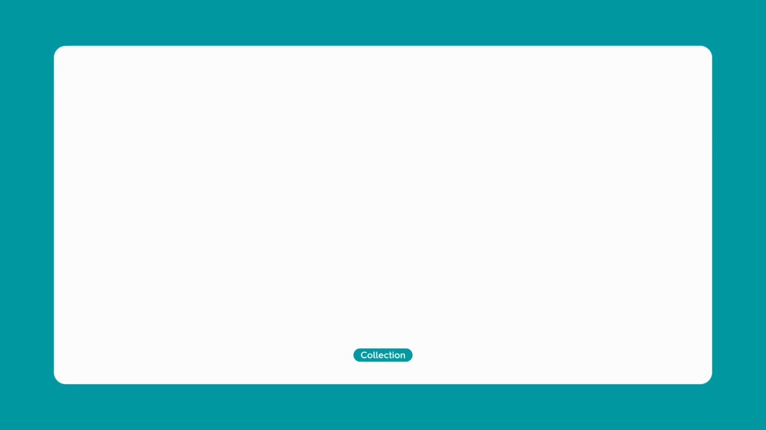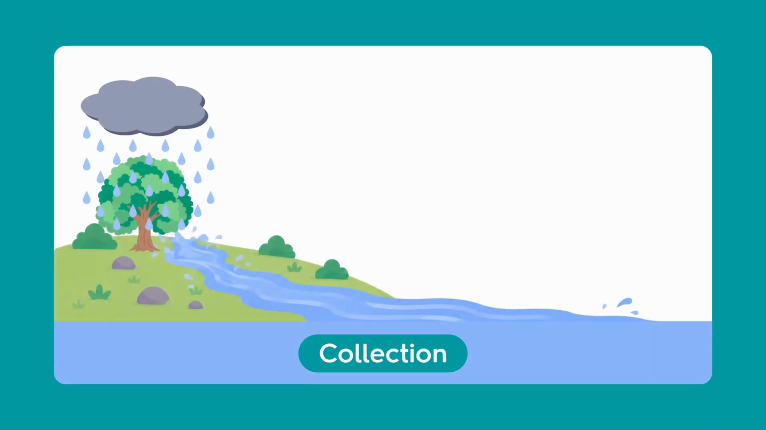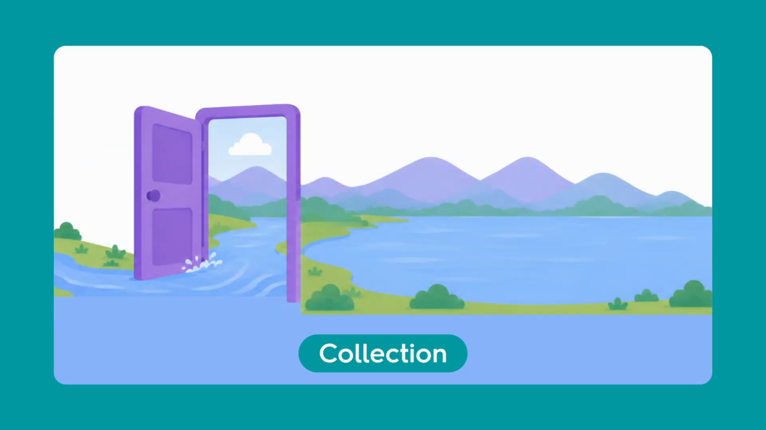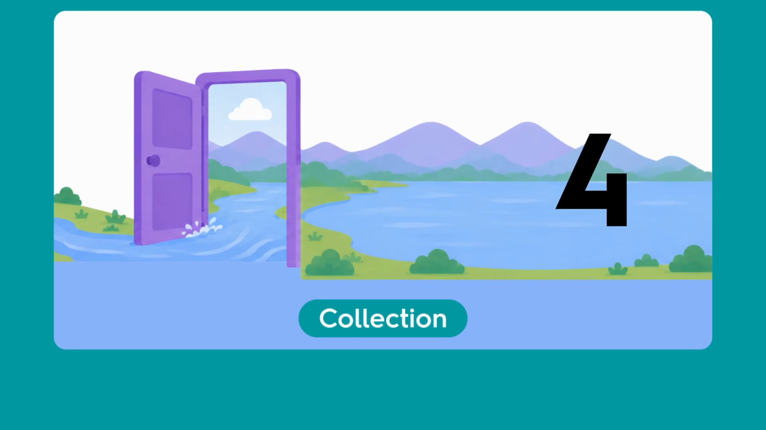Fourth is collection. The rainwater rushes across the ground, flows through a giant door, and gathers into a huge lake on the other side. Since door rhymes with 4, it reminds you that collection is the 4th stage.